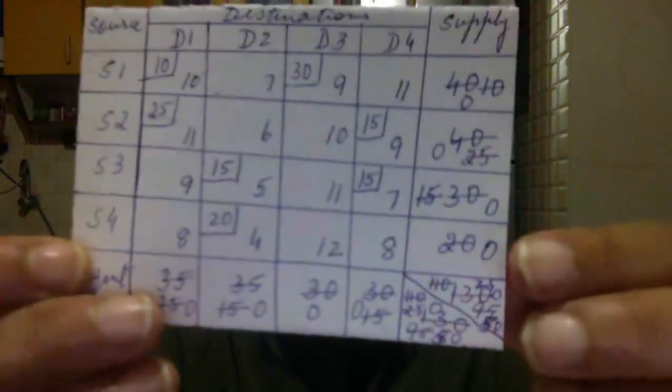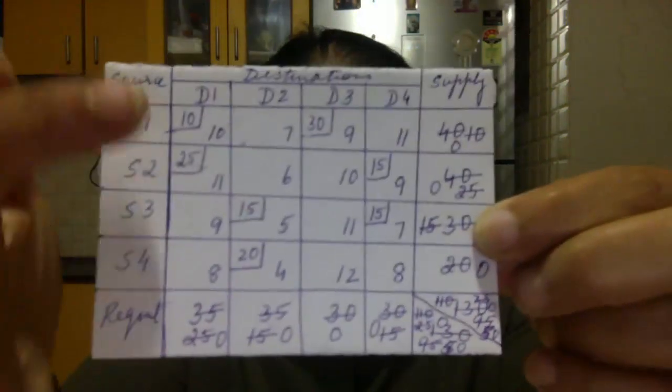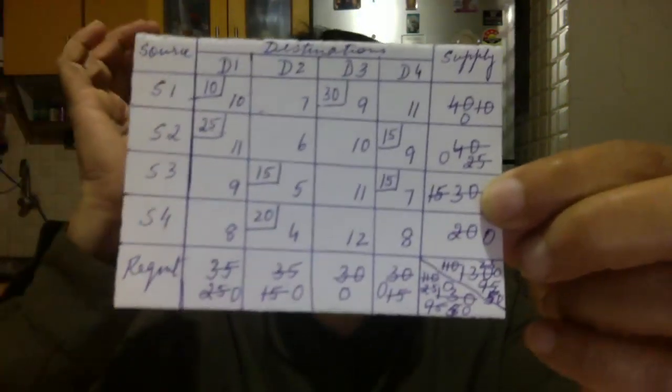Class, now listen carefully. I will just go through the problem. The first one was this. Now we got 7 allocations. Capital N is equal to number of allocations, which is equal to 7.